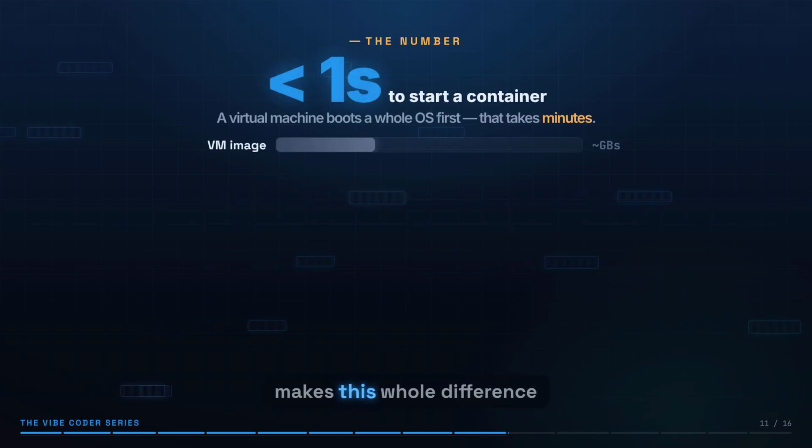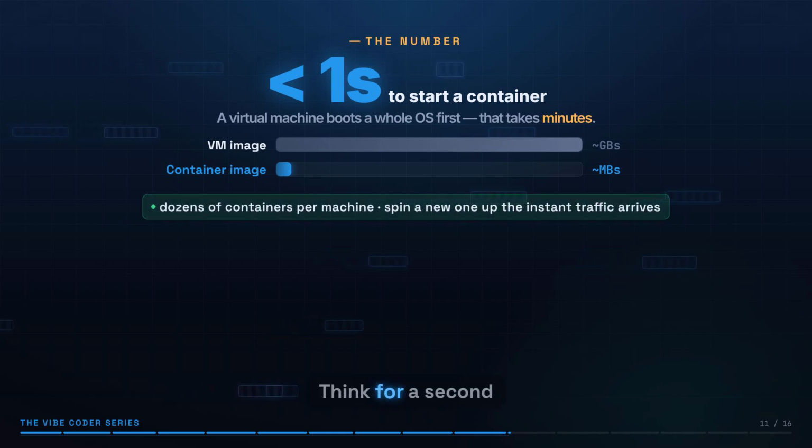Now for the number that makes this whole difference really land. Think for a second about simply starting your app up. A full virtual machine has to boot an entire operating system first, and that can genuinely take minutes every single time you do it. A container skips over all of that completely because the operating system it needs is already running underneath. So a container can start in well under a second. And on top of that speed, the images themselves are tiny by comparison.